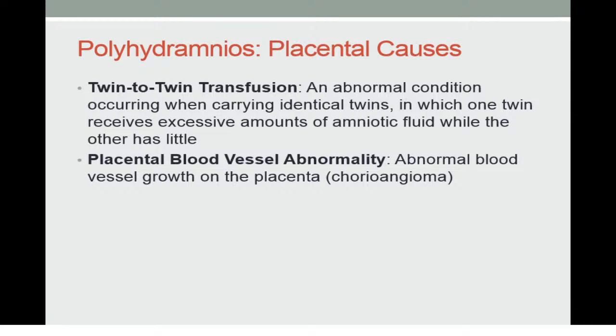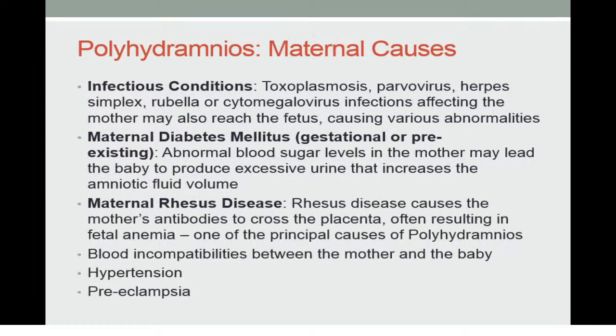which one twin receives an excessive amount of amniotic fluid while the other has little. Placental blood vessel abnormality, abnormal vessel growth, a growth on the placenta, for example, chorioangioma. In maternal causes, infectious conditions, pay attention please: toxoplasmosis, parvovirus, herpes simplex, rubella, cytomegalovirus infection, which are known as the TORCH complex, or perinatal infections. Affecting the mother, they may also reach the fetus, causing various abnormalities.